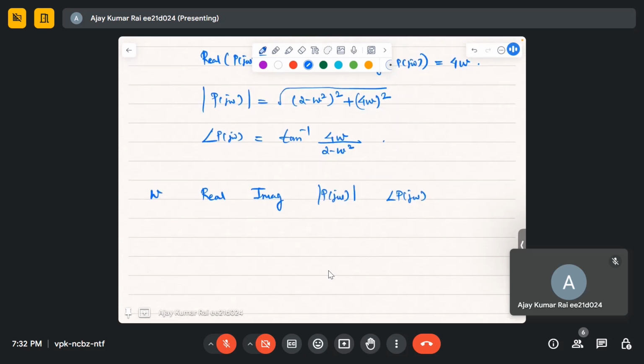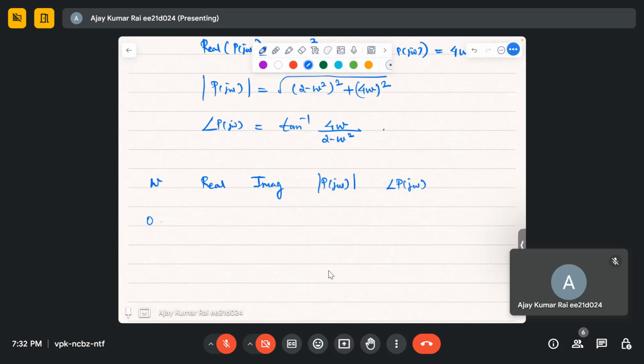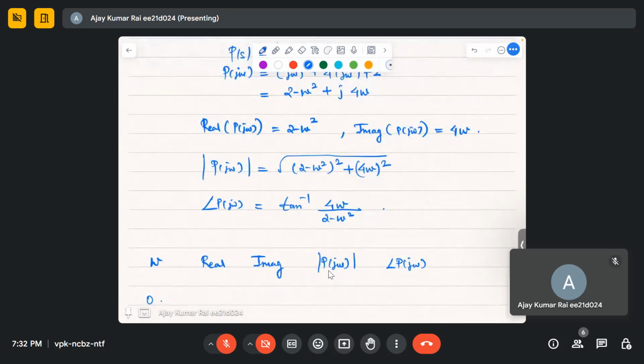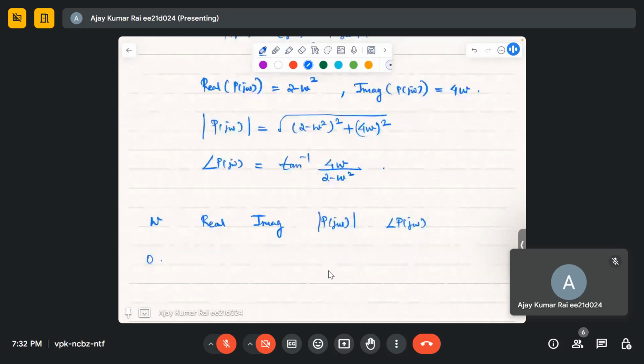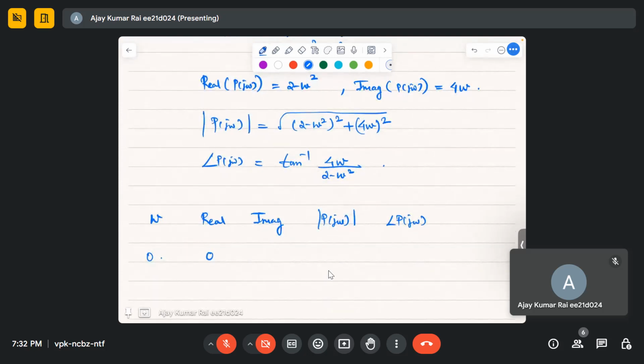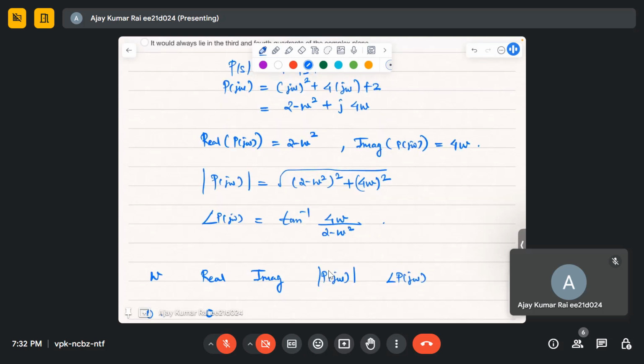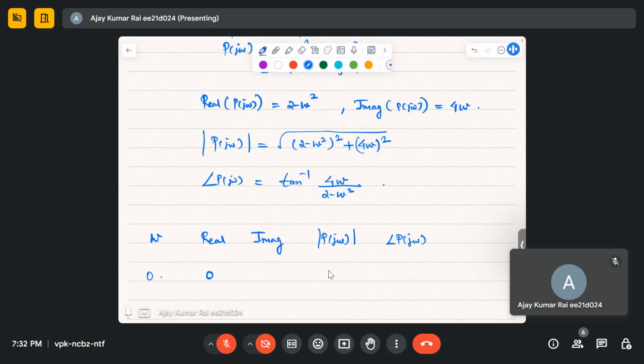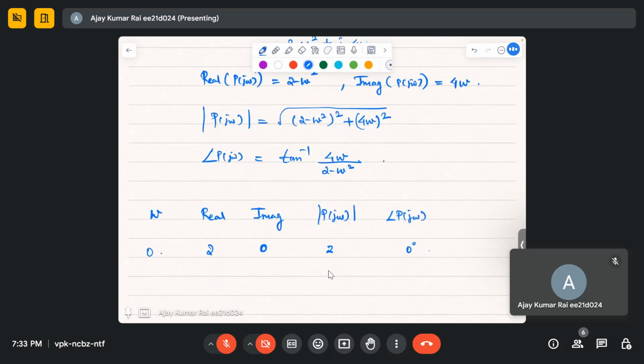Okay, so at omega equal to 0, what is the real part? You see 2 minus 0 square, right? Imaginary term is 4 into 0. Sorry, the real part is equal to 2, okay, 2 minus 0 square. And what is the magnitude? Magnitude is again equal to 2. Okay, and the phase is equal to 0 degree. So any doubt in this case?